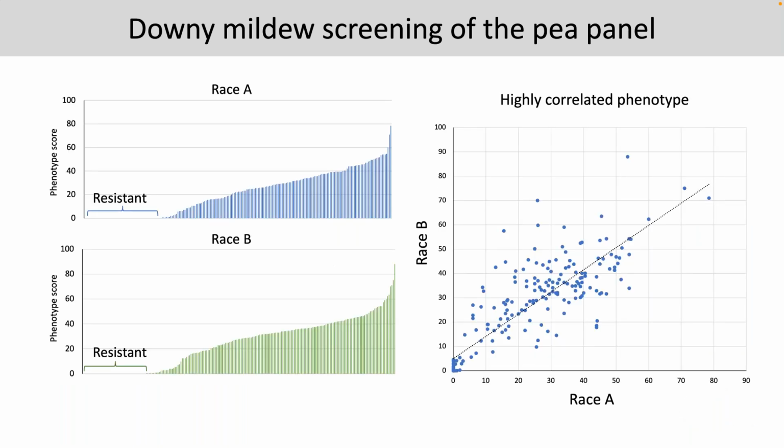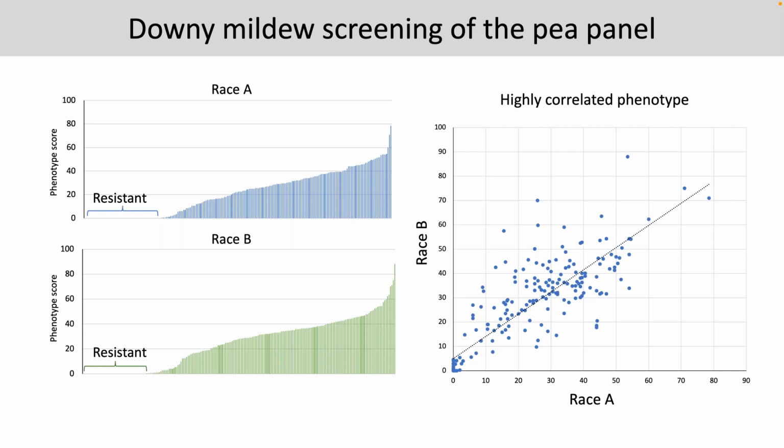Though these two races, when we picked them, we picked them based on the differential set, and there were some differences, and they were also collected over different years and from different locations. But the data from the two races looked highly correlated. The interesting aspect was that some lines showed complete resistance.